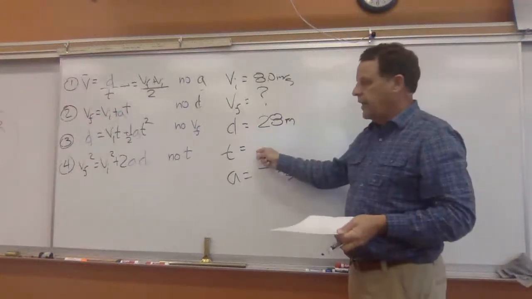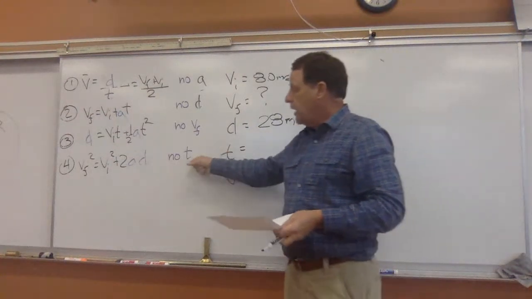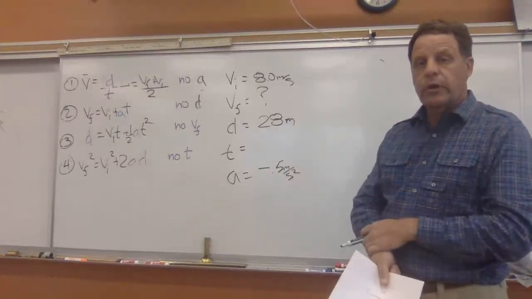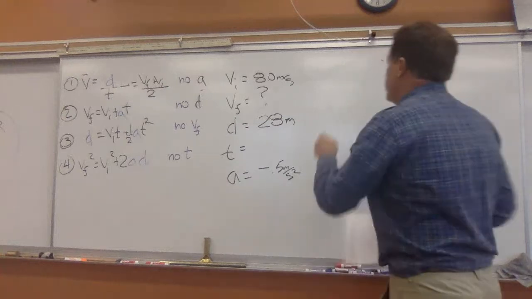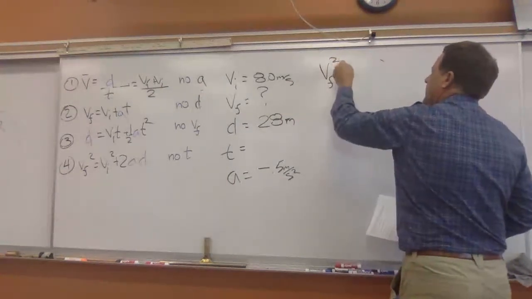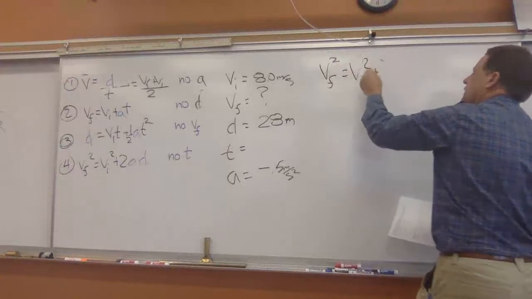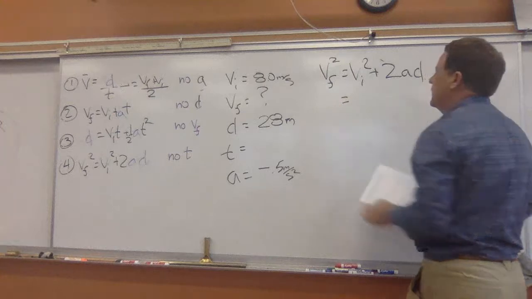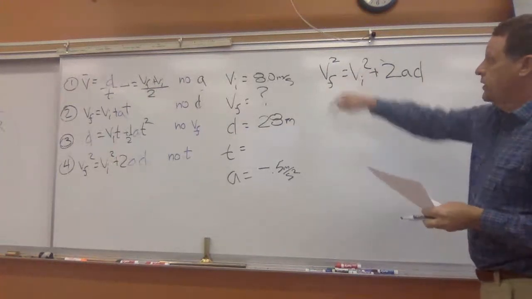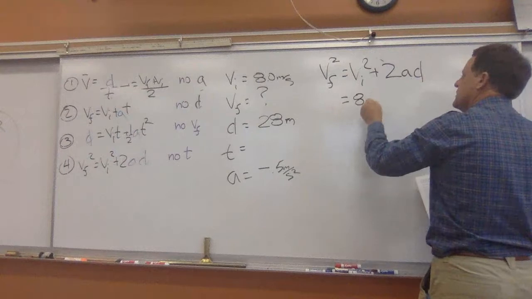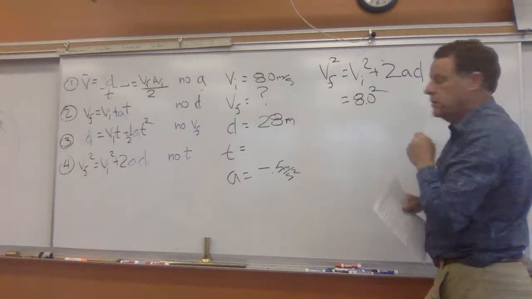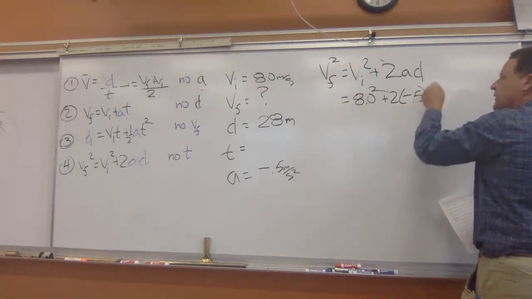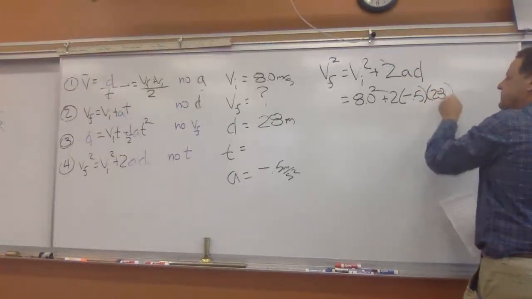They didn't give us time. When they don't give us time, we can go directly to equation number 4, because equation number 4 is the only equation that doesn't have time. So v final squared is equal to v initial squared plus 2ad. We have an initial velocity of 8, which is going to get squared, plus 2 times negative 0.5 times 28.